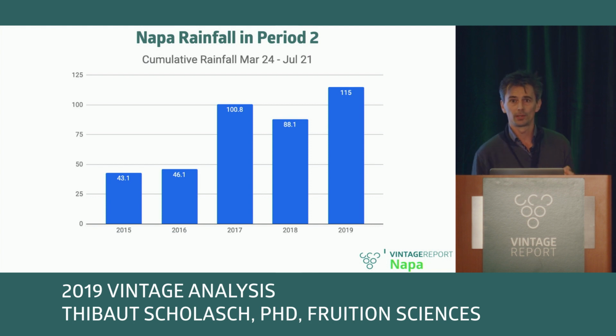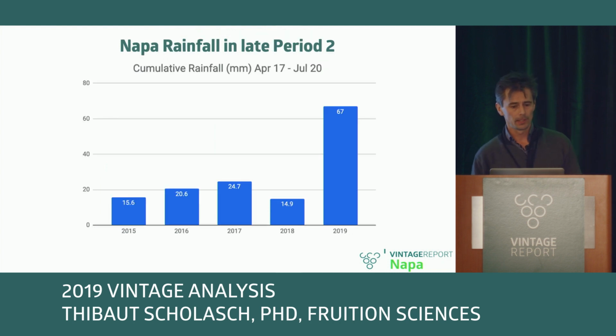But as Nova was saying, what matters is not so much the amount of water, it's the distribution. And here is the key footprint of 2019. You see that compared to the previous years, if we focus on the second half of period 2, we had these 40 to 50 excess in terms of water supply. So this 67 millimeter of water will have a huge impact on leaf area development kinetics.